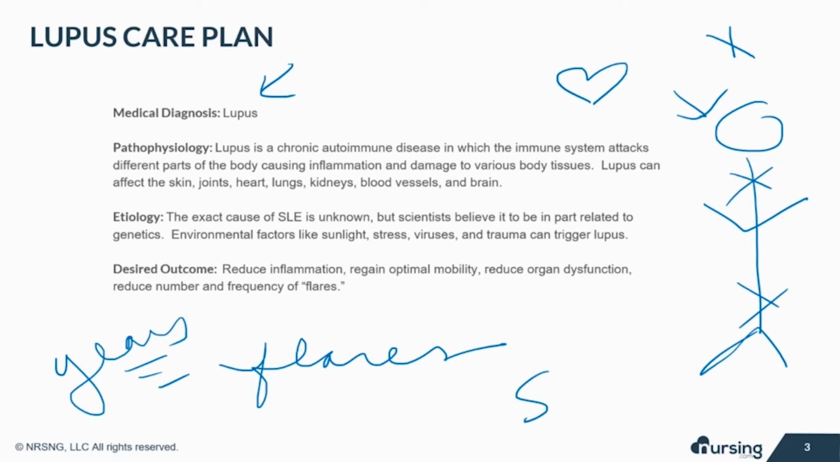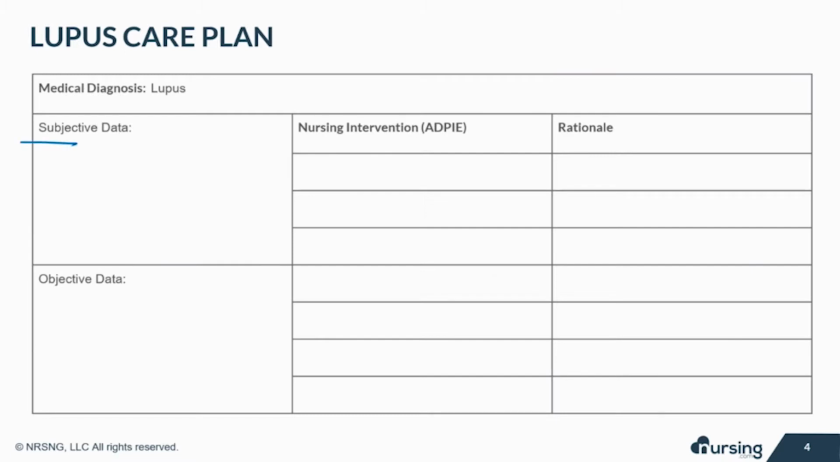The exact cause of SLE, or systemic lupus erythematosus, is not known, but scientists believe it to be in part related to genetics. The desired outcome is to reduce inflammation, regain optimal mobility, reduce organ dysfunction, and reduce the frequency of those flares.